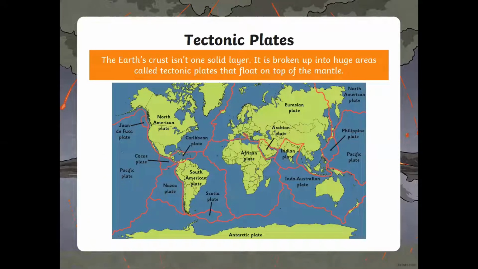Tectonic plates. Now, the Earth's crust isn't one solid layer. It is broken up into huge areas called tectonic plates that float on top of the mantle. So all the red lines that you can see are showing the tectonic plates.